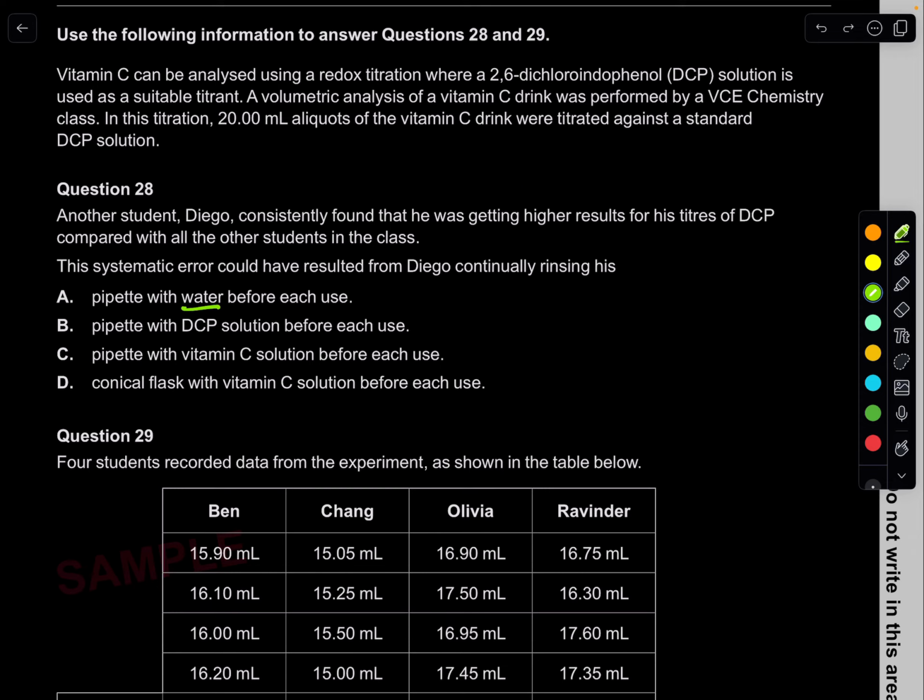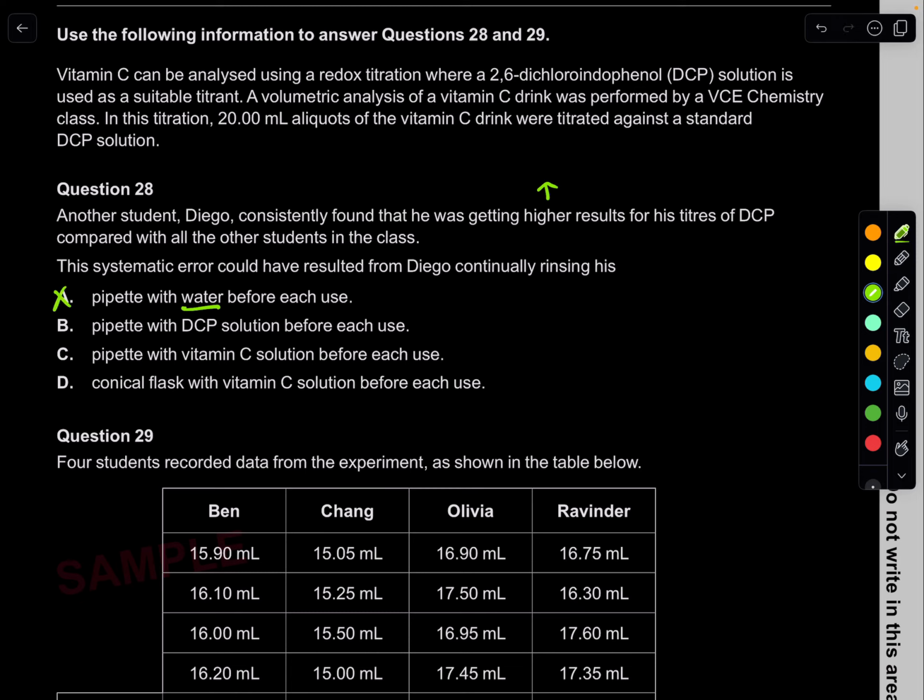We want higher results. So that will decrease it. If you rinse it with water, you're decreasing the concentration. So you would use basically less. You'll have lower titers, not higher titers. So that wouldn't be correct.